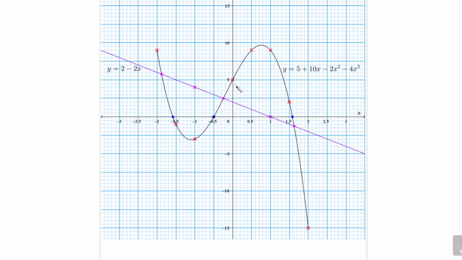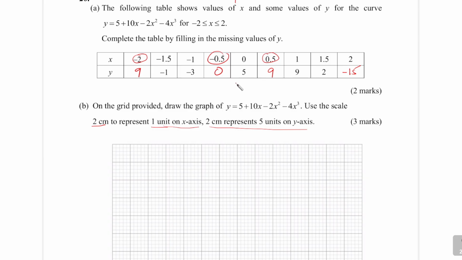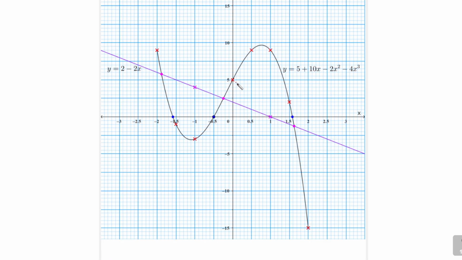And then for the y-axis, 2 centimeters to represent 5 units, as you can see on the y-axis. So this is 2 centimeters, 5. So that means 1 centimeter represents 2.5.